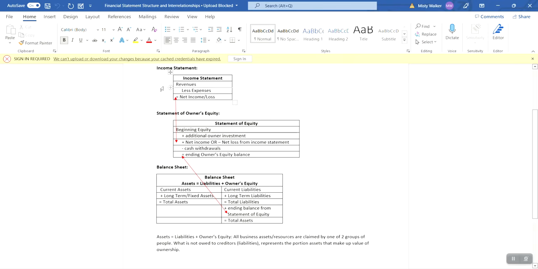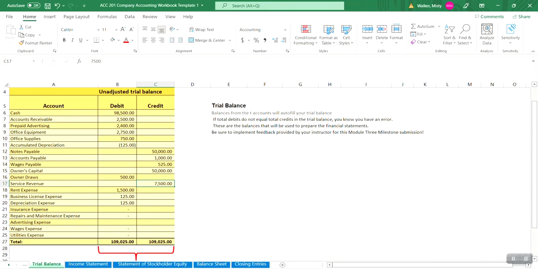So now that we've reviewed this and we get a good idea of where everything's going to be reported, we can go back into our workbook for the task.